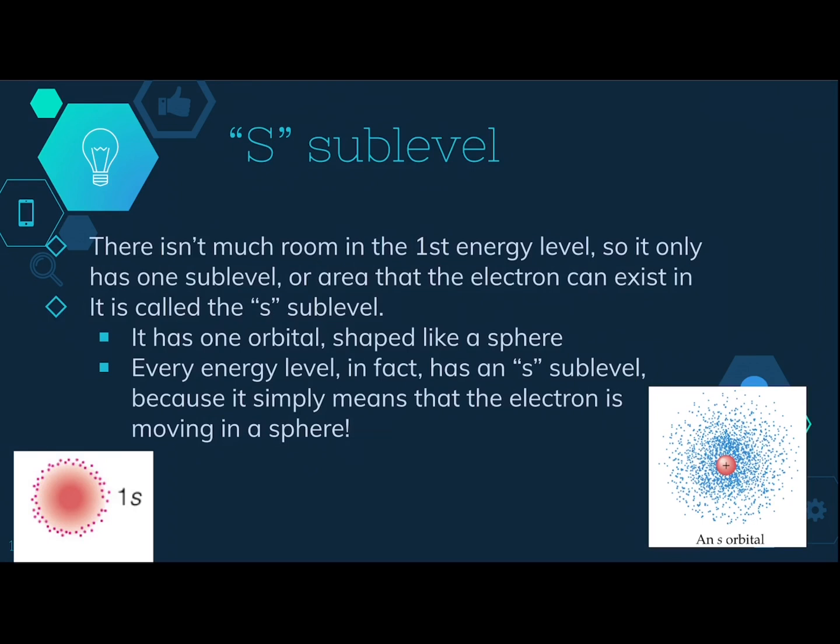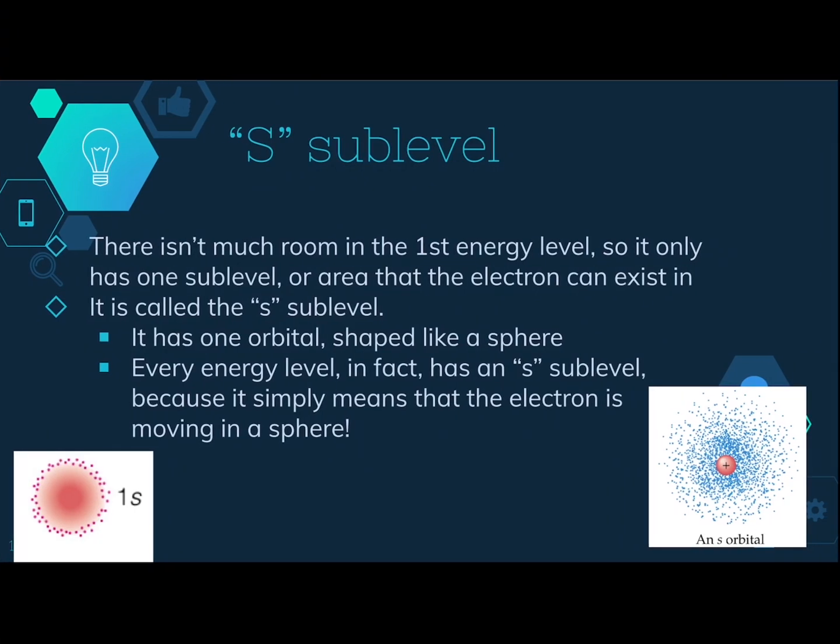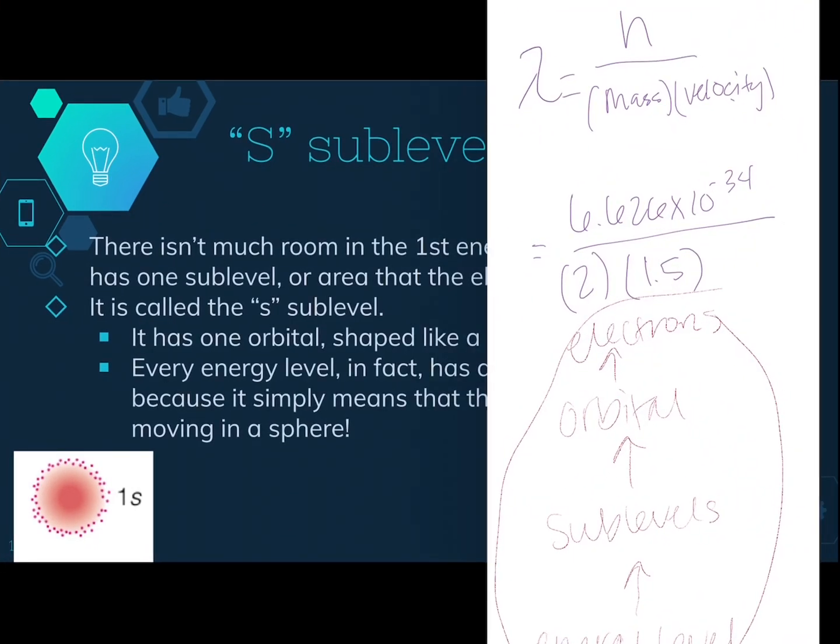It's the smallest one. There's not much room in our first energy level. So our first energy level only has one sublevel that the electron can be in, and it's called the S sublevel. The S sublevel only has one orbital. So again, let me just pull up this picture or this little thing I wrote. So energy level, we're talking about energy level number 1. The sublevel is S. S only has one orbital, which has 2 electrons.